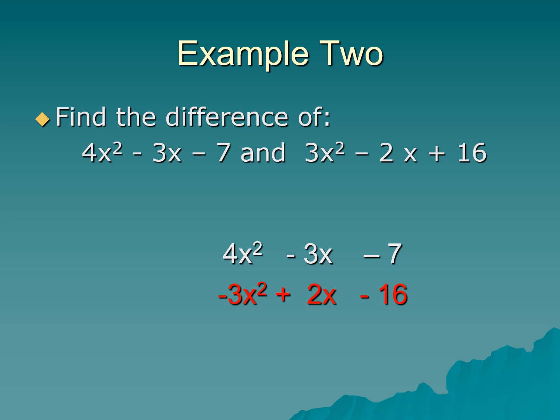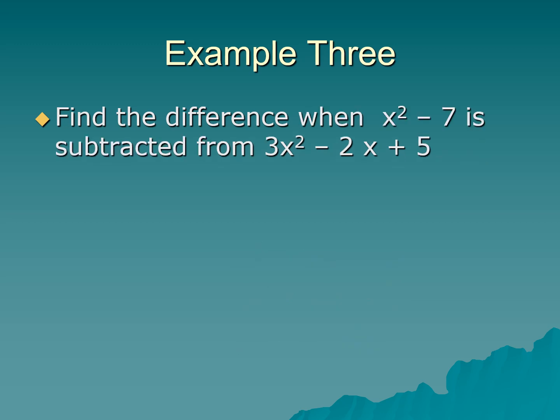Now you have an addition question. So you add 4 plus -3, or 4 minus 3, -3 plus 2, -7 minus 16. And you get x squared, or 1x squared if you want to put the 1, minus x minus 23. Example 3. Find the difference when x squared minus 7 is subtracted from 3x squared minus 2x plus 5.